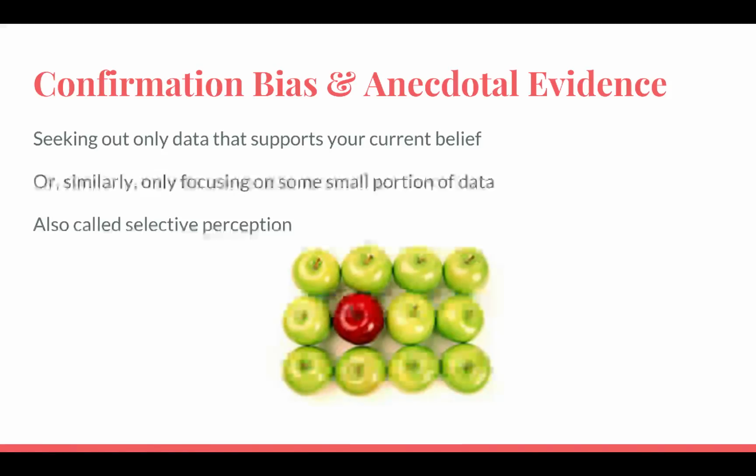And the only thing different between confirmation bias and anecdotal evidence is that confirmation bias means you're seeking out data to support something you already believe in, whereas anecdotal means you believe a very small data sample size, whether it's for or against you, right? So let's look at an example.